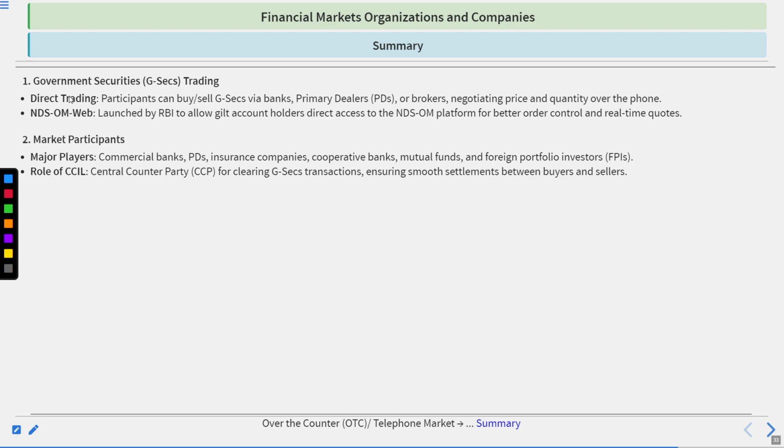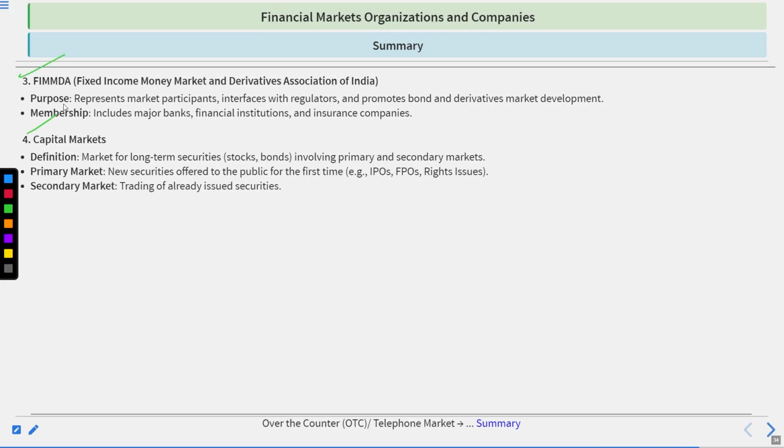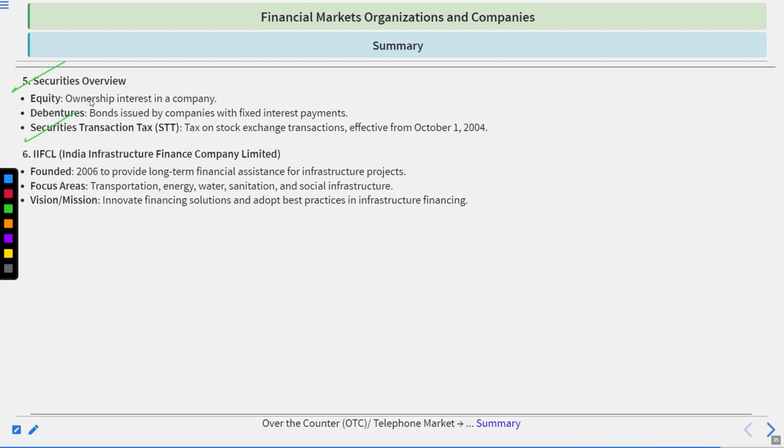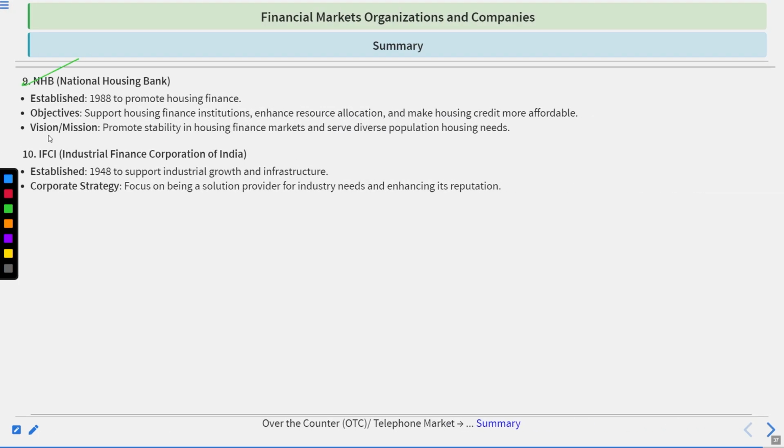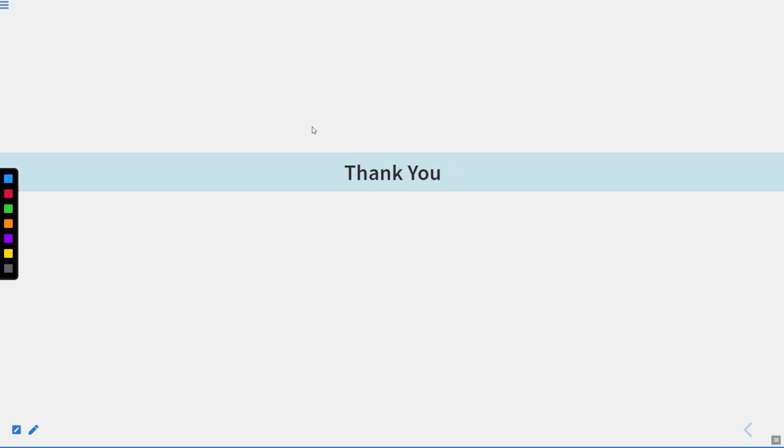Here we have finished the topic. Now it's time for the summary. So we have seen the government securities trading, market participants, FIMDA, capital market, securities overview, IIFCL, Exim Bank, SIDBI, NHB, IFCI. Here we have finished this topic.